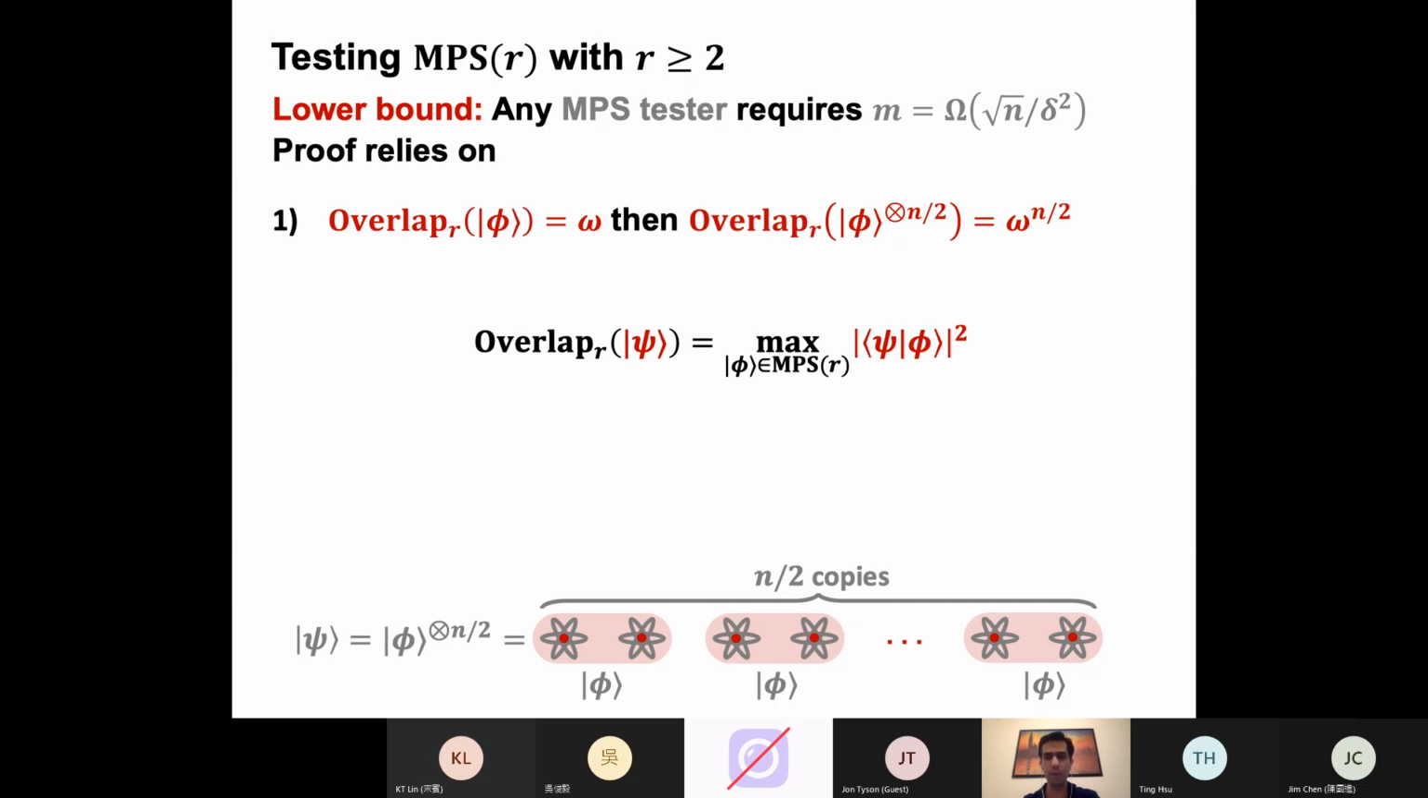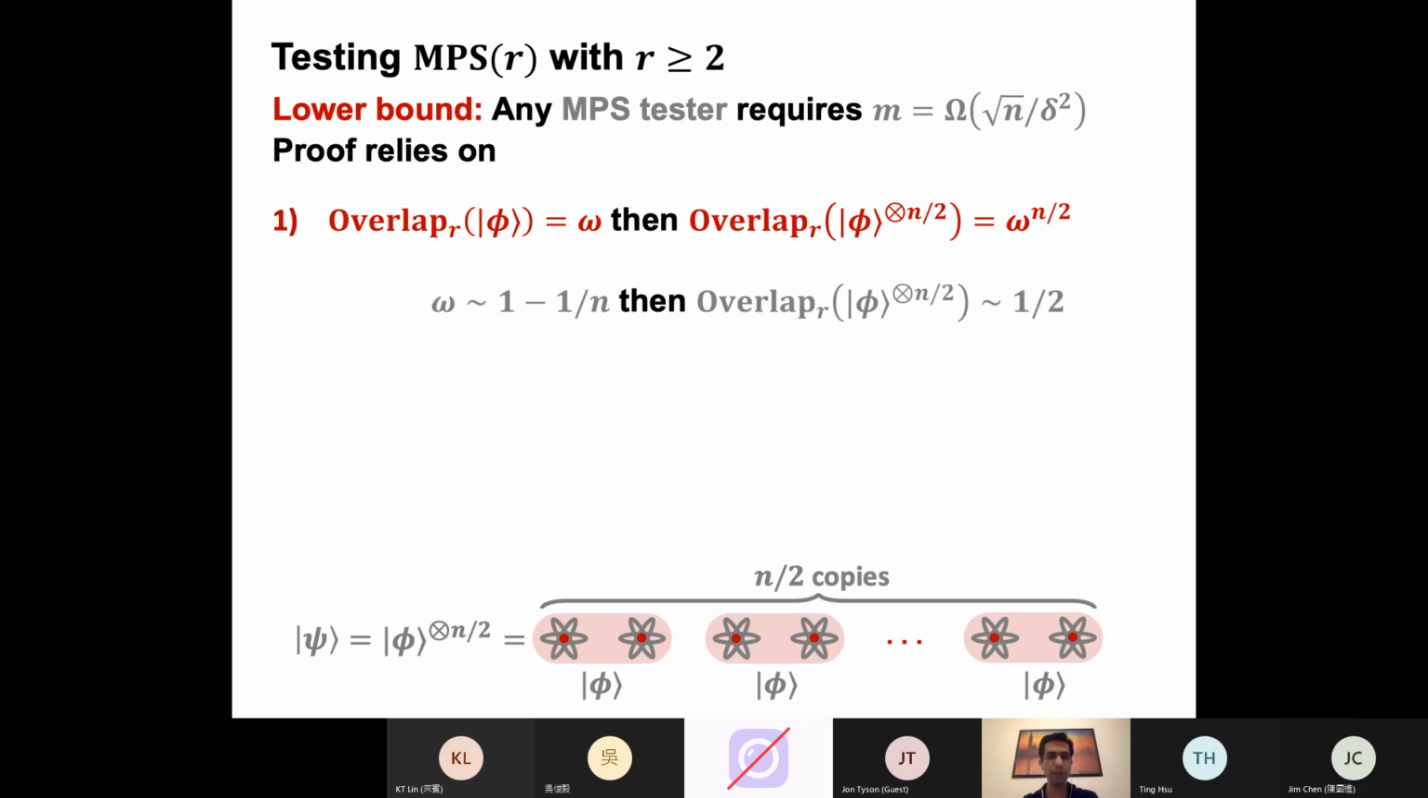So remember that overlap with MPS R was just defined as shown on the slide. Now, if the 2 qubit state phi has an overlap of omega with MPS R, then the overlap of its n/2 tensor products is just omega to the n/2. And this is something you might intuitively expect, but it's also not a completely trivial statement because we are measuring the overlap of psi with the states that may be entangled across all qubits, unlike psi itself, which is a tensor product. So you can check the proof of this statement in our paper.